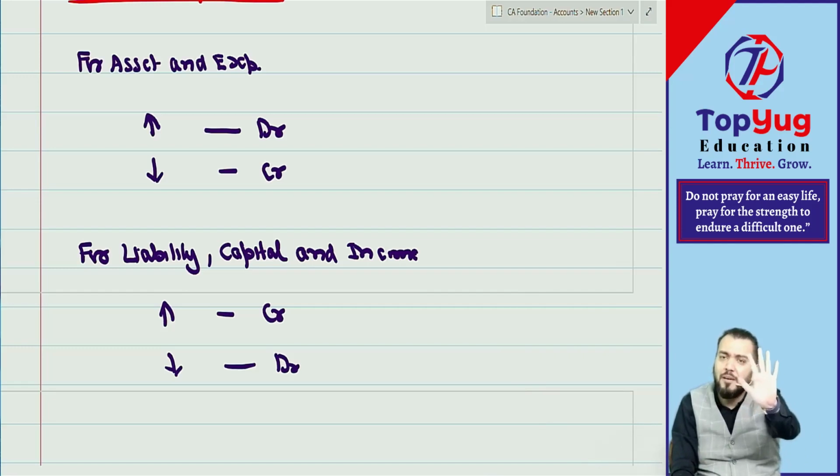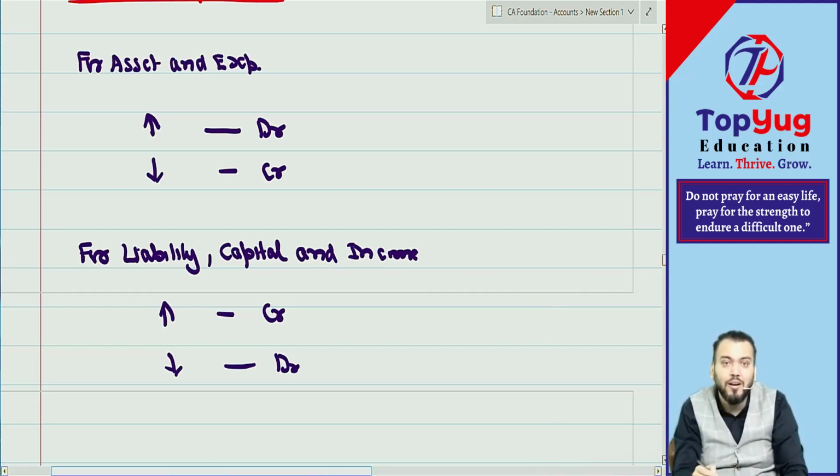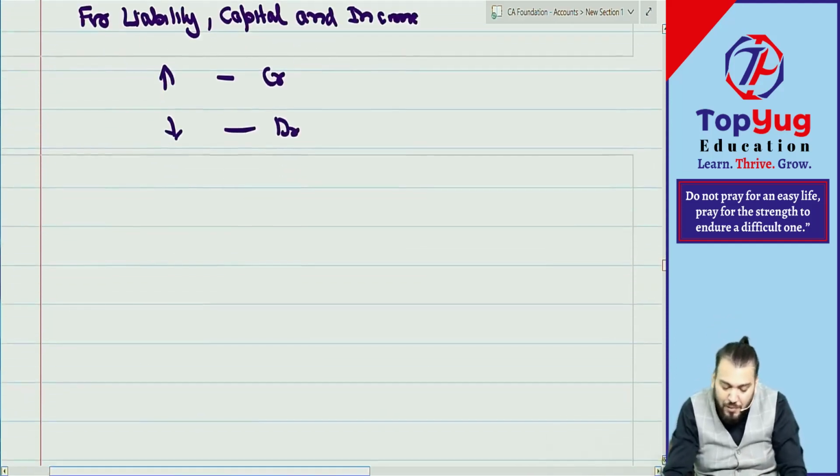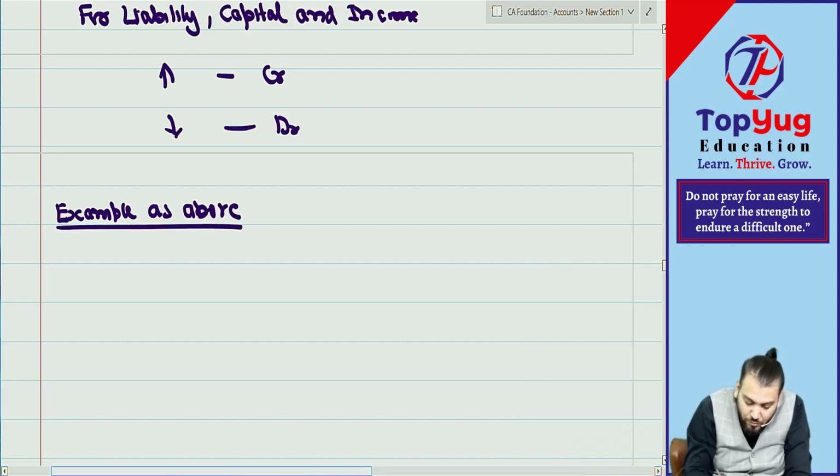So how many examples have we taken? Five examples. Let us do those five examples once again by applying modern rules. Let us understand whether it becomes easy or not. Okay? So let us apply the rules in the same examples. Example as above. I'm not writing it once again.